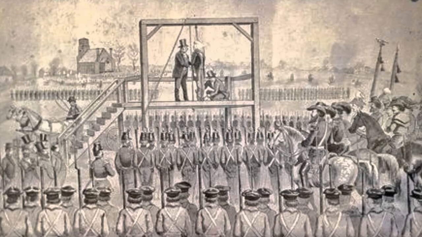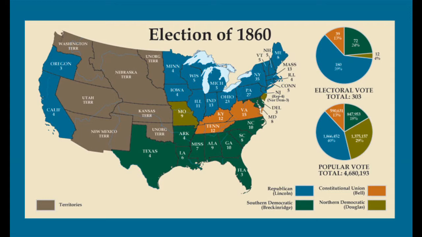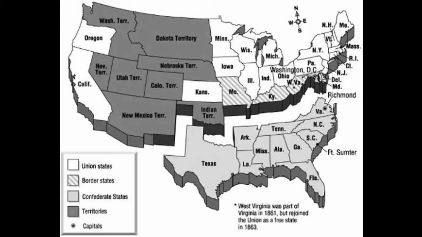The election of 1860 was the last straw. Now, the South didn't even have Lincoln's name on the ballot. So when he got elected, boom! South Carolina secedes and the Confederation formed.